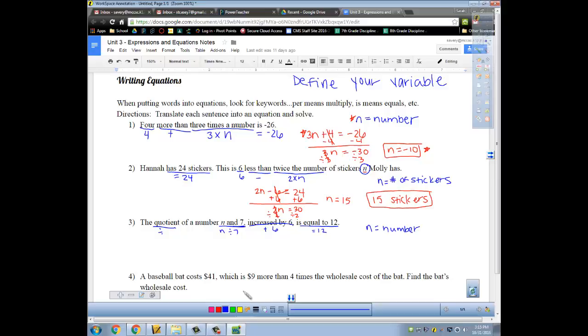And then we're going to put it together like a puzzle. So n divided by 7 is going to go first. I'm going to write n over 7. It just makes things a little more compact, a little shorter. Plus 6 equals 12. Subtract 6 from both sides to get n over 7 equals 6. And this means n divided by 7, so the opposite would be to multiply both sides by 7 to get n equals 42.